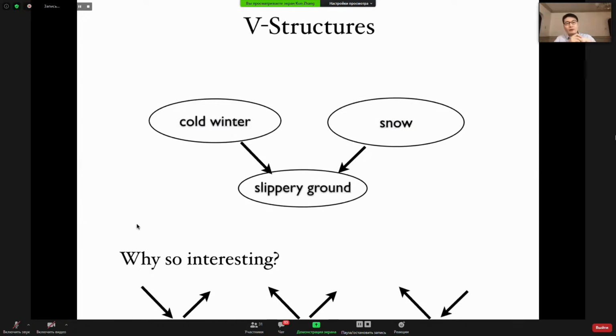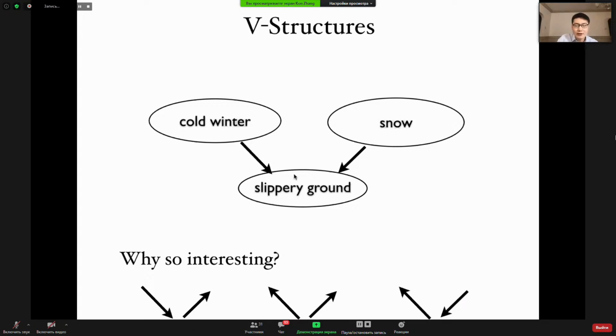And the second thing I want to emphasize is called V structure. Right here, you can see we have three variables: cold winter, snow, slippery ground. We have this particular structure, right? The two causes are going to this variable. This is called a V structure. And sometimes this is also called unshielded collider, because we have this common effect and they are not shielded. So this is particularly interesting.